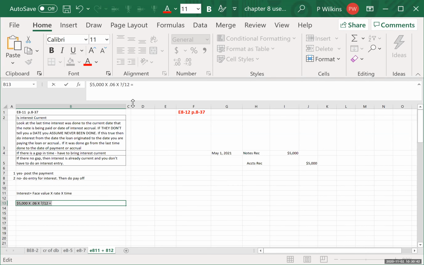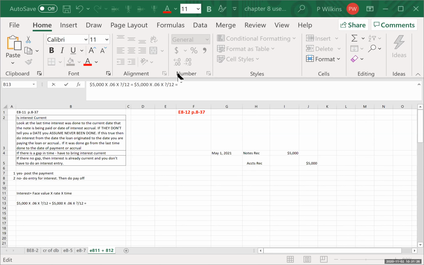So we have to ask ourselves the question, when was the last time interest was done? They tell us in this problem that interest is done on the 31st, and on May 1, when the note was originated, December hadn't come yet, right? So now we're at December 31. So interest has never been done. So we have to do interest from the date the loan originated to the date that we are accruing the interest.